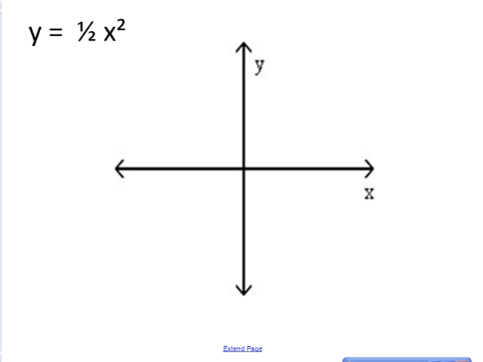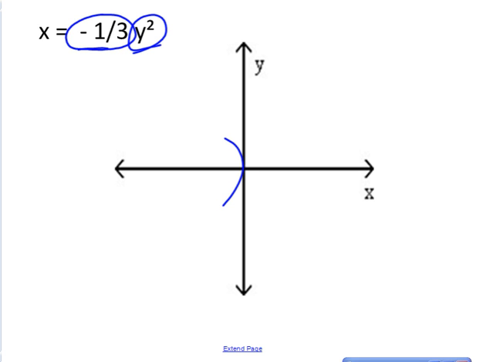All right, let's do this example right here. X is equal to negative 1/3 y squared. Okay, I do have a y squared. Y squared tells me I have to open to the left or to the right. And since my 1/3 is negative, that means it's going to open up to the left. Okay, again, my vertex is at 0, 0.